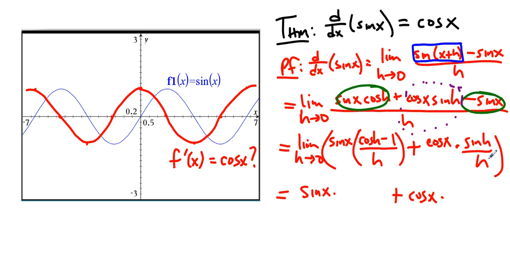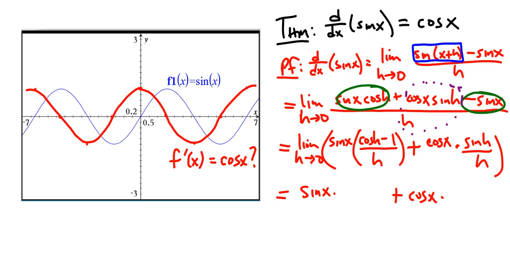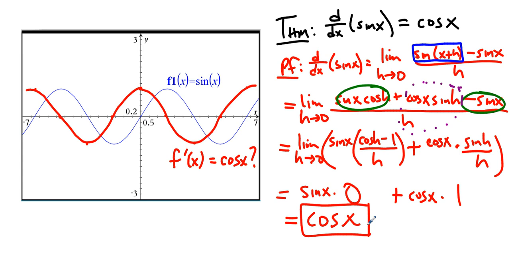So your author includes in your text the graphs of sine h over h and cosine h minus 1 over h, and they help us get an idea of what happens as h approaches 0. As h approaches 0, it appears that the limit here goes to 1, and as h approaches 0, it appears that the limit here goes to 0. And so if we use the graphs to help us to see the limits, then that's 0, that's 1, and the derivative of the sine function really is the cosine function.